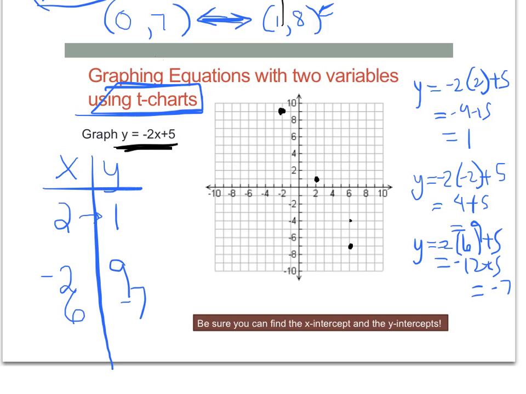Okay, now look at our points. I've got this point that I plotted, this point, and they all lie in a straight line. So to make this graph, I'm just going to connect those dots. Now notice it's not perfect at all. I don't have a ruler, but you probably can use a ruler on your papers and get a little bit better. But this is a straight line.